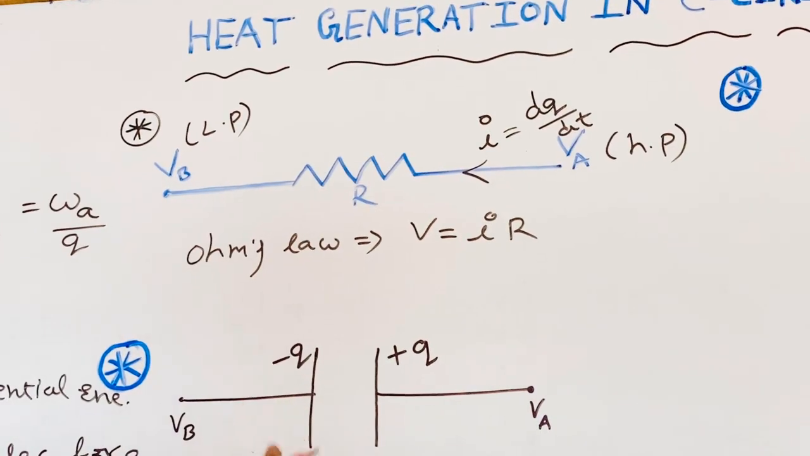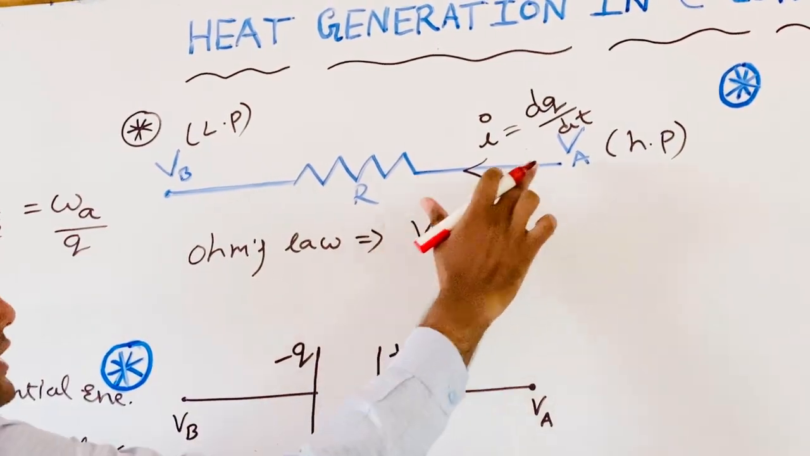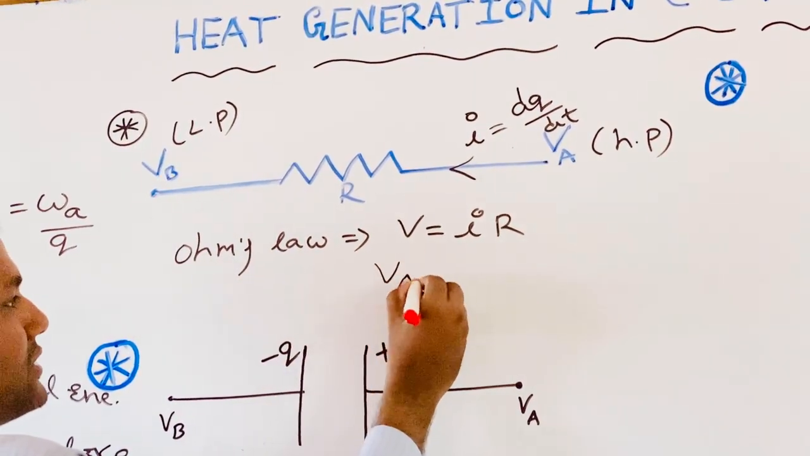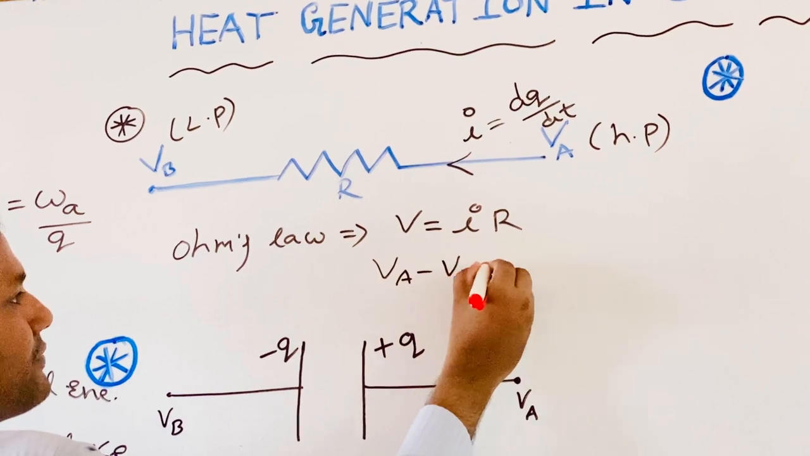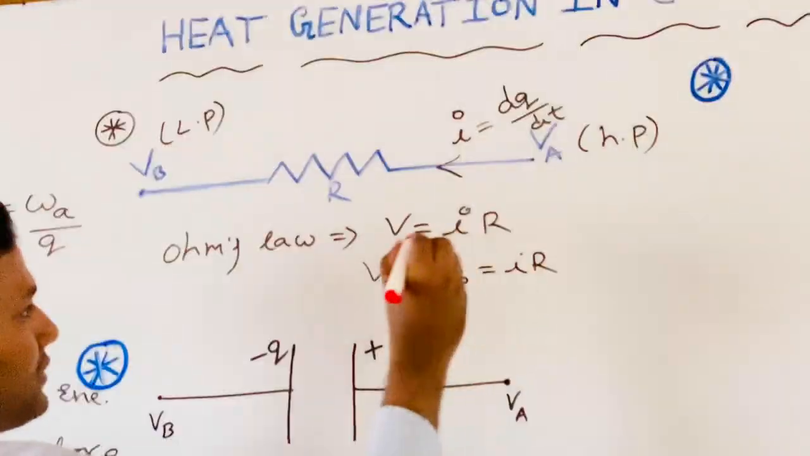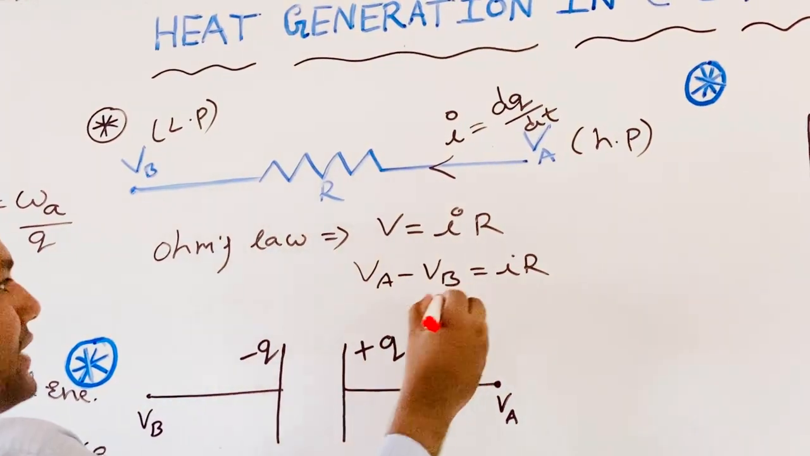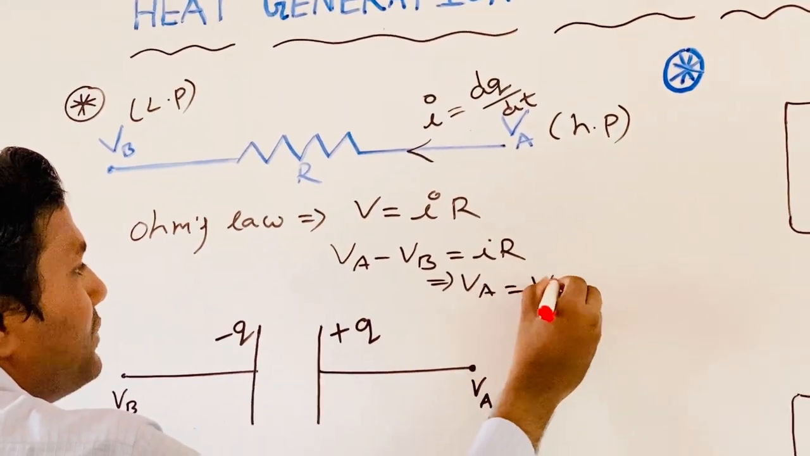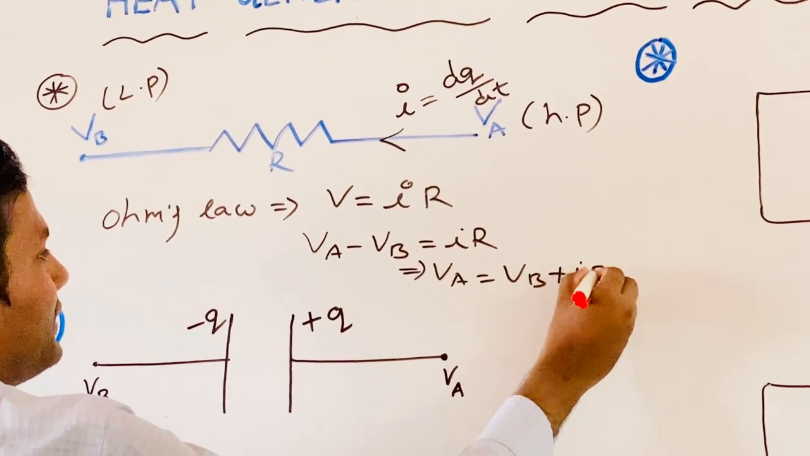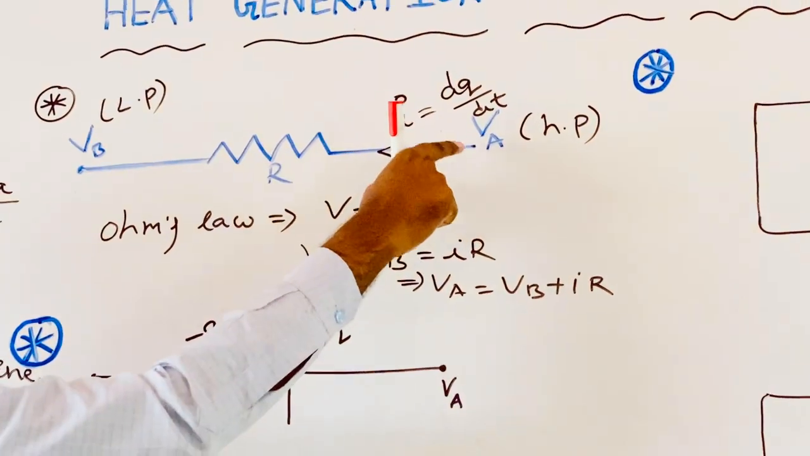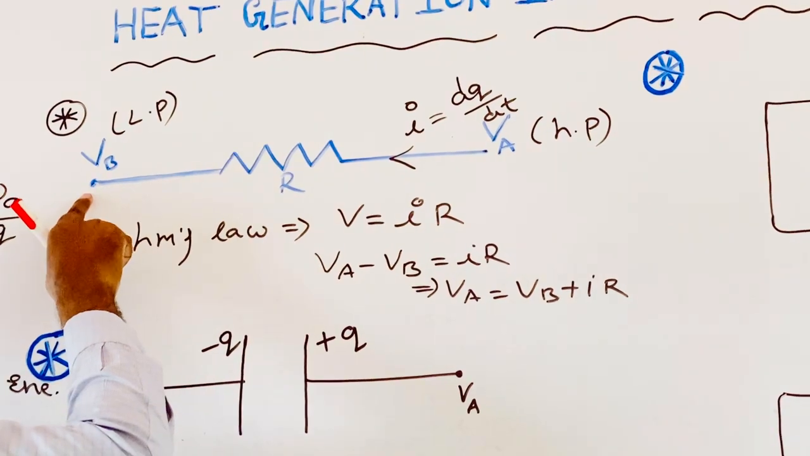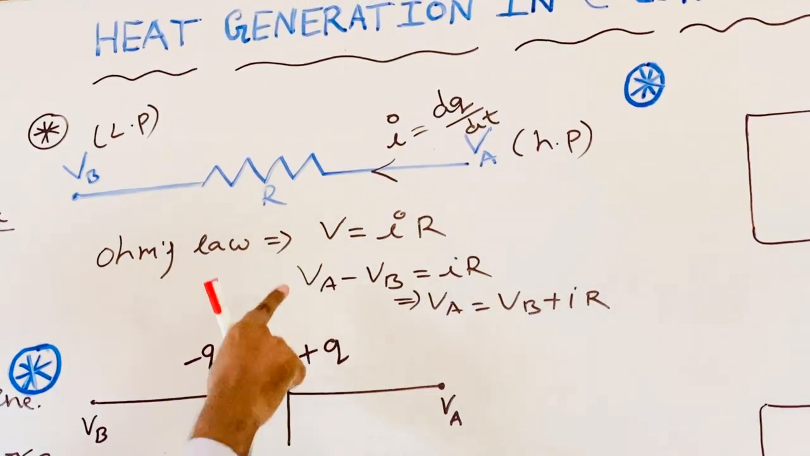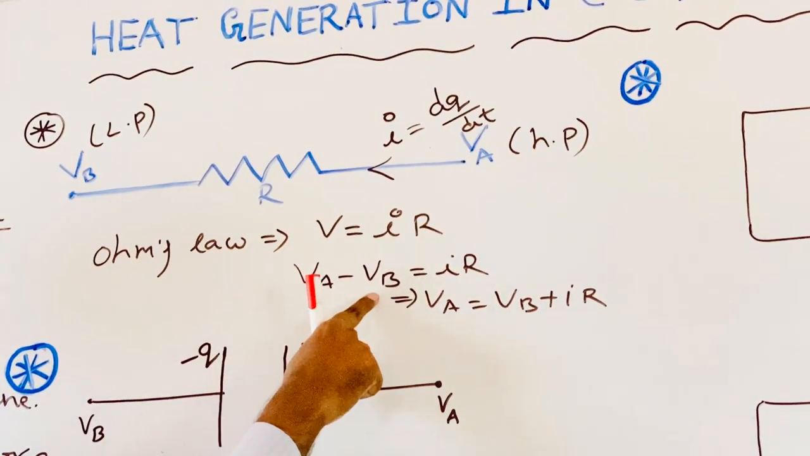Suppose you want to show V in terms of VA and VB, how can we write it? We can write VA minus VB is equal to IR. So in this case, what is VA? VA can again be written as VA is equal to VB plus IR. Nothing but the potential at A is more than the potential at B by what value? IR. Remember, V indicates VA minus VB.